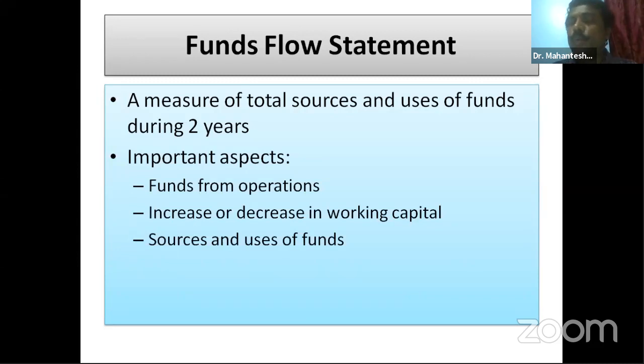Right? The 100 rupees has come because there are so many items. Depreciation is also one of the items on the debit side of the profit and loss account, and depreciation amounts to rupees 10. There is 10 rupees of depreciation. Net profit is 100 rupees. So this net profit of 100 rupees has come after deducting depreciation of rupees 10.